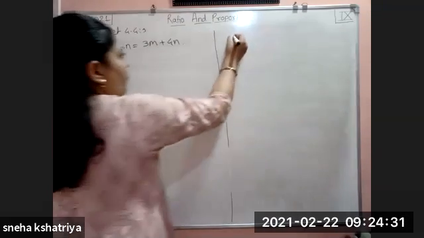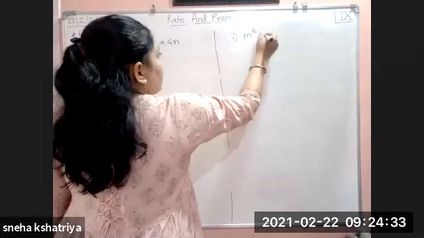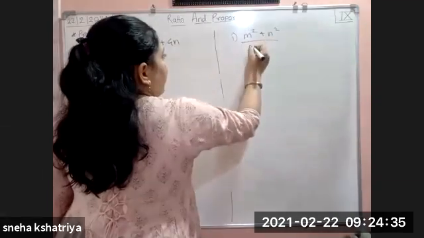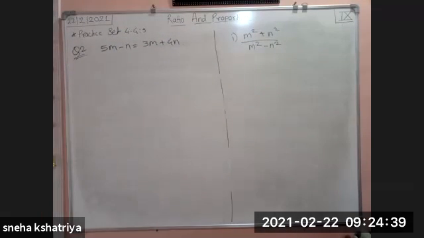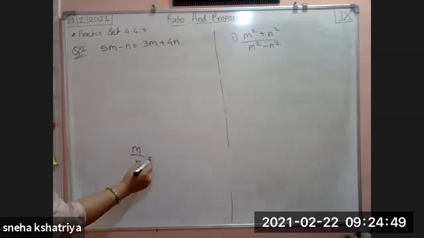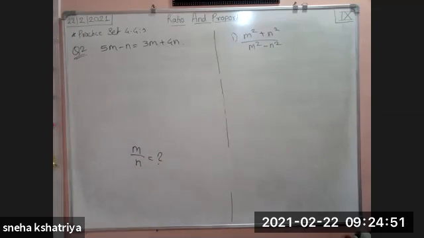What is the first expression given to us? m square plus n square divided by m square minus n square. This kind of example we have already solved. We have to find the value of m square plus n square over m square minus n square, and we have been given this. From this, first we have to find the value of m upon n. First, we will find the value of m upon n, then we will find the ratio.